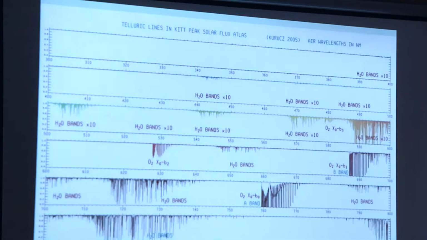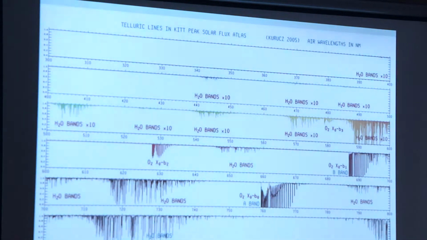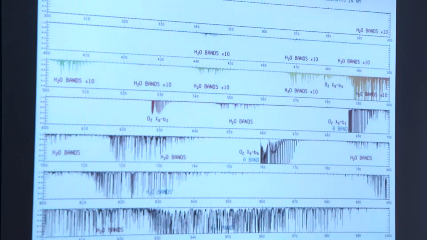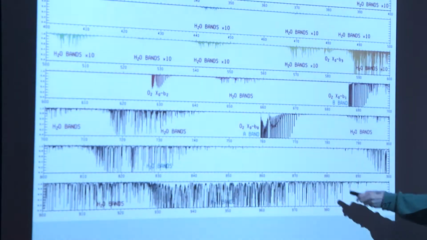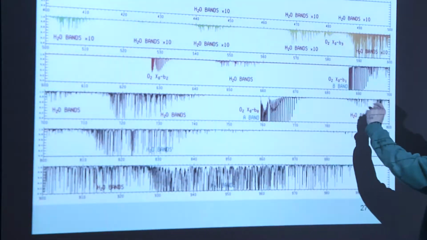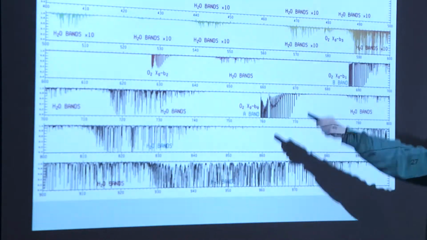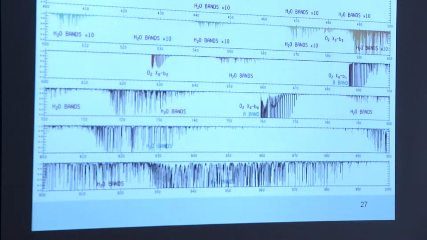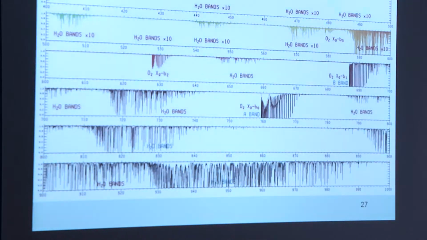And these are the HITRAN lines. There are water lines here in the infrared, which make the infrared pretty useless. But the O2 bands, the A band, the B band, and little weak ones. And then these are at 10 times scale. You see water all the way into the ultraviolet. So this can be computed accurately sometimes.